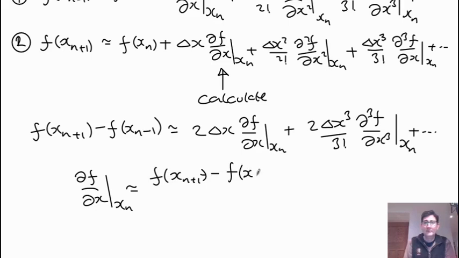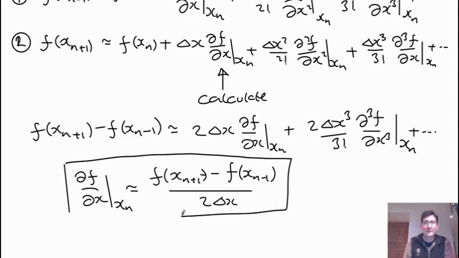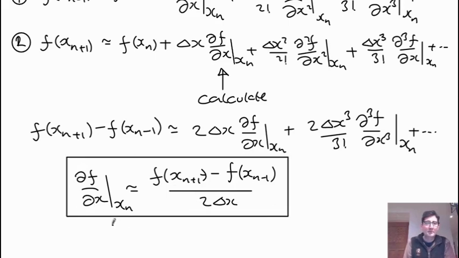minus f xn minus 1 over 2 delta x. So that's the value we want. This is the expression we're going to use. This is the central differencing. This is central.